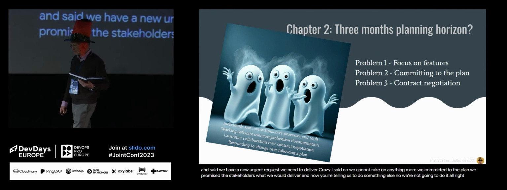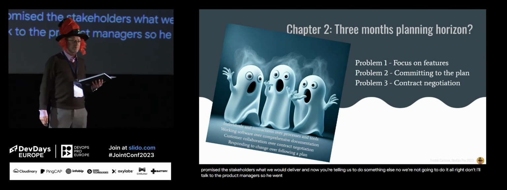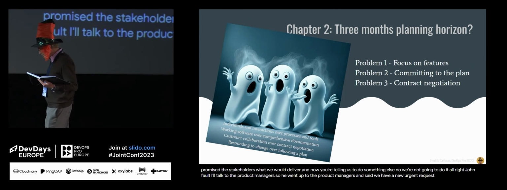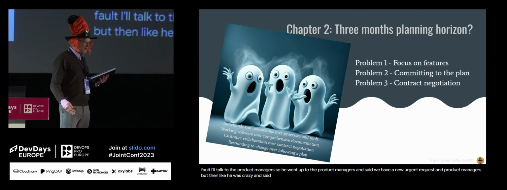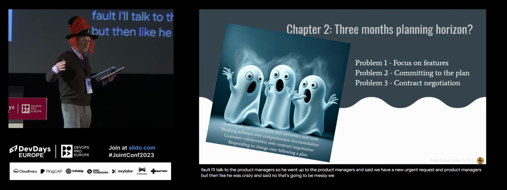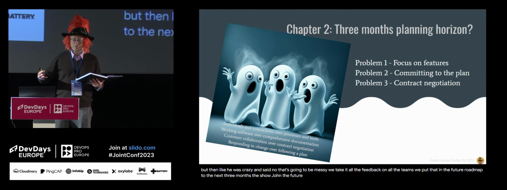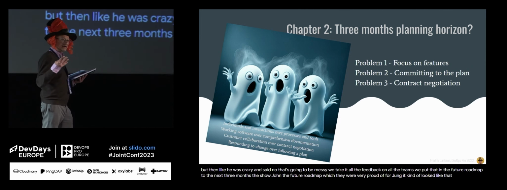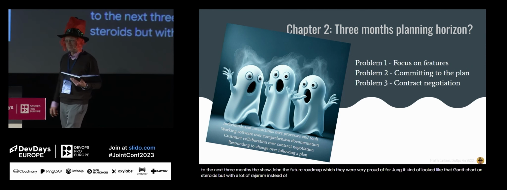All right, John thought, I'll better talk to the product managers. So he went up to the product managers and said, "We have a new urgent request." And the product managers looked at him like he was crazy and said, "No, that's going to be messy. We've taken all the feedback from all the teams, we put that into a feature roadmap for the next 3 months." They showed John the feature roadmap, which they were very proud of. For John, it kind of looked like a Gantt chart on steroids, but with a lot of red yarn instead of a critical path.